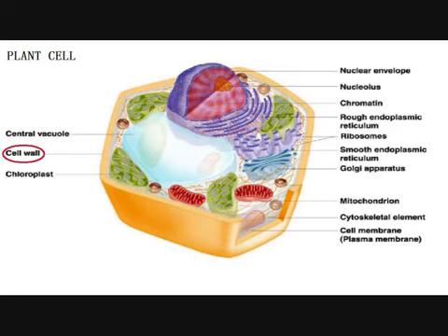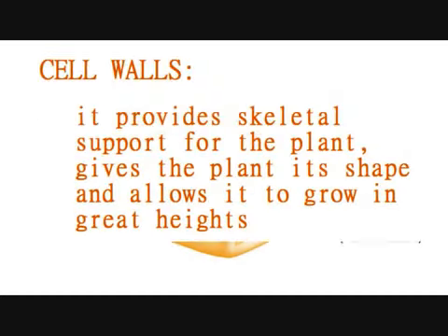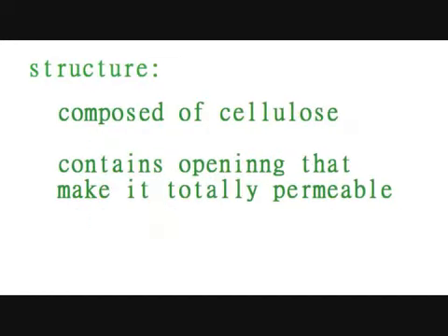The cell wall. It provides skeletal support for the plant, gives the plant its shape, and allows it to grow to great heights. It's composed of cellulose and contains openings that make it totally permeable.